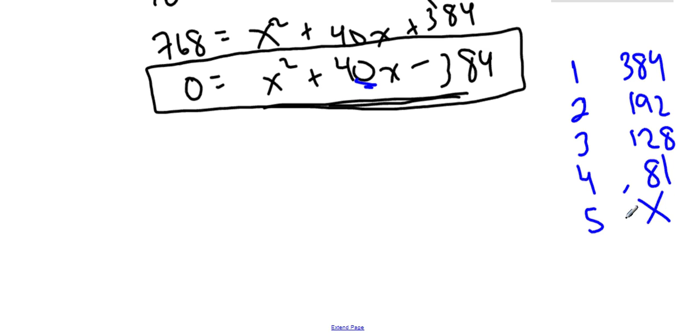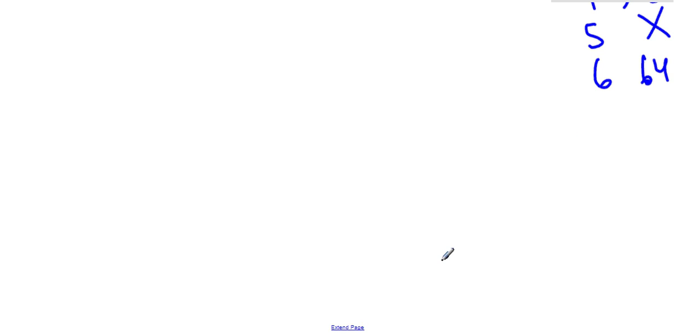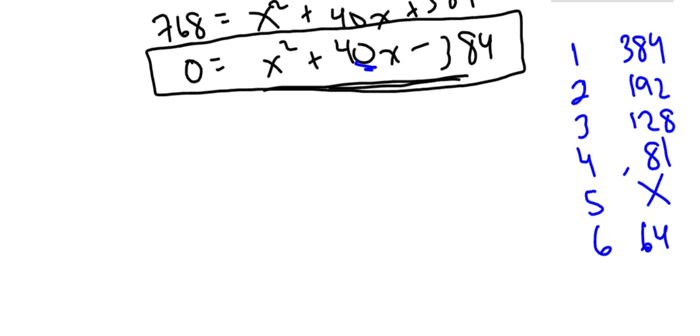5 doesn't work. 6, let's try 6. 384 divided by 6 is 64. The difference between those numbers is 58. Still not what I want. I doubt 7 will work, but let's give it a shot. So 384 divided by 7. Nope, that doesn't work. Let's try 8. 384 divided by 8 is 48.